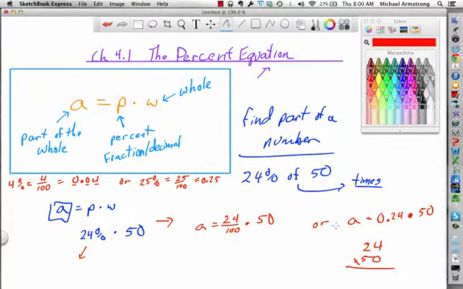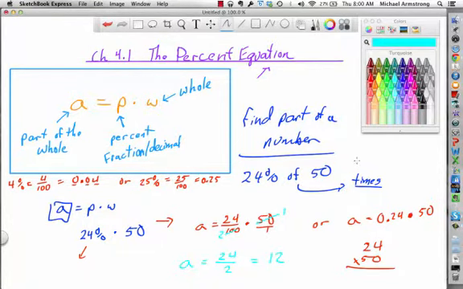There's nothing wrong with this, but personally, sometimes fractions work better, and they're what I like to use if possible, because if I remember to simplify before I multiply, I can change 50 100ths into 1/2. So this gets to be rewritten 24 times 1, 2 times 1. So A is equal to 24 halves, which is 24 divided by 2, which is 12. So 24% of 50 is 12.